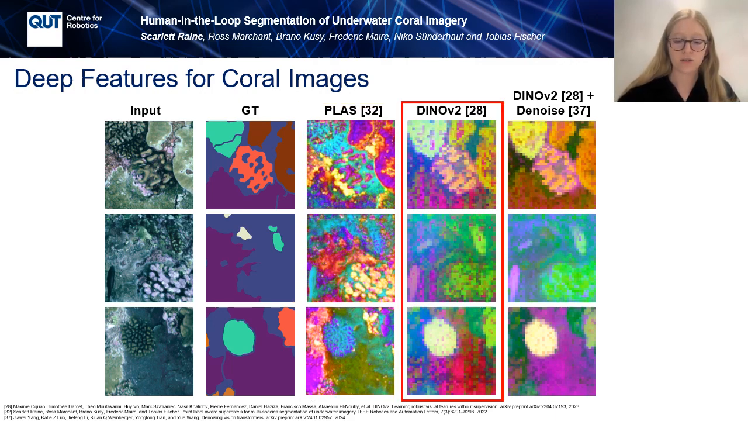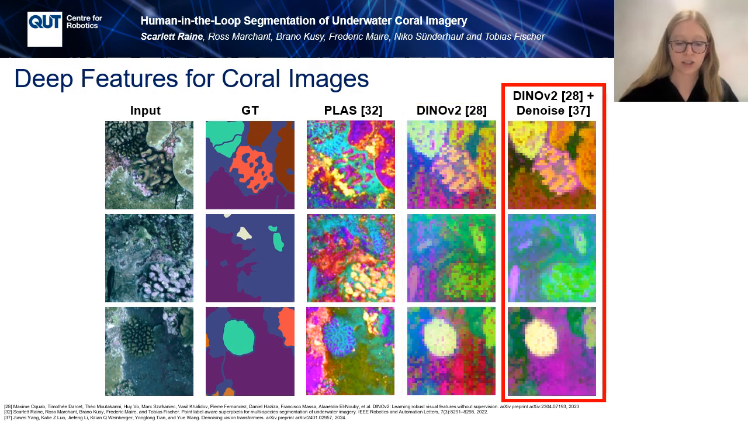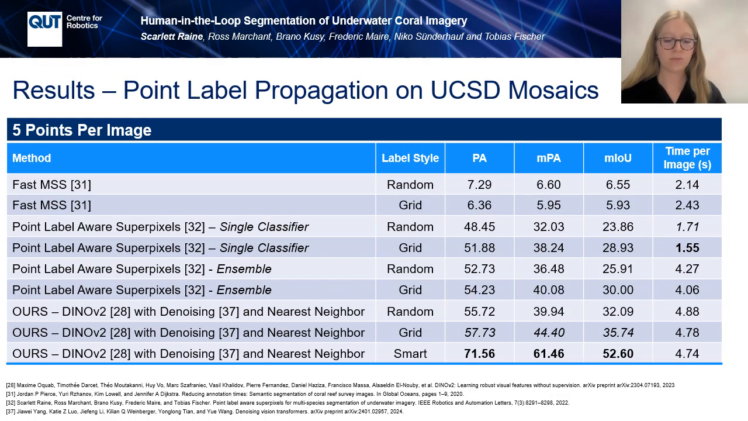For the DINOv2 features, there are a lot of grid-like artifacts, and these are a result of training with positional encoding. If we use the denoised version of DINOv2, these artifacts are cleaned from the features, and the clustering improves as a result. We evaluate our approach on the UCSD mosaics dataset.